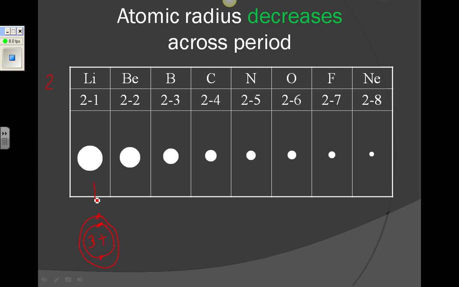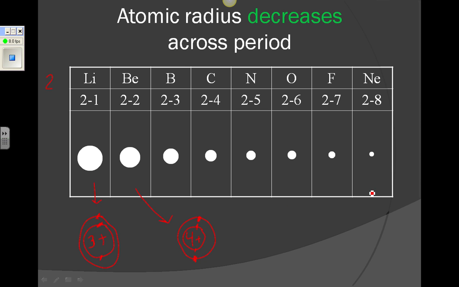So that's lithium. I'm going to draw beryllium over here. Now beryllium is going to have 4 protons, again with 2 shells. The first one has got 2, and the second shell, which is a valence shell, also has 2 electrons.